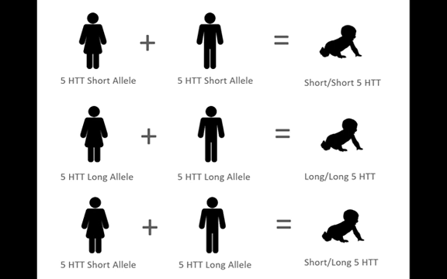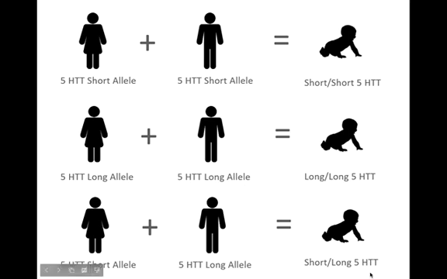is associated with the combinations of 5-HTT alleles. There are two types of 5-HTT alleles, short and long, and both these alleles are dominant. So if, for example, we look at this first one, if the mother has a short allele and the father has a short allele, the child will have two short alleles of 5-HTT. And the same applies if both the parents have long alleles, the child will have two long alleles of 5-HTT. If the mom has a 5-HTT short allele and the father has a 5-HTT long allele, the child will have a short and long 5-HTT.